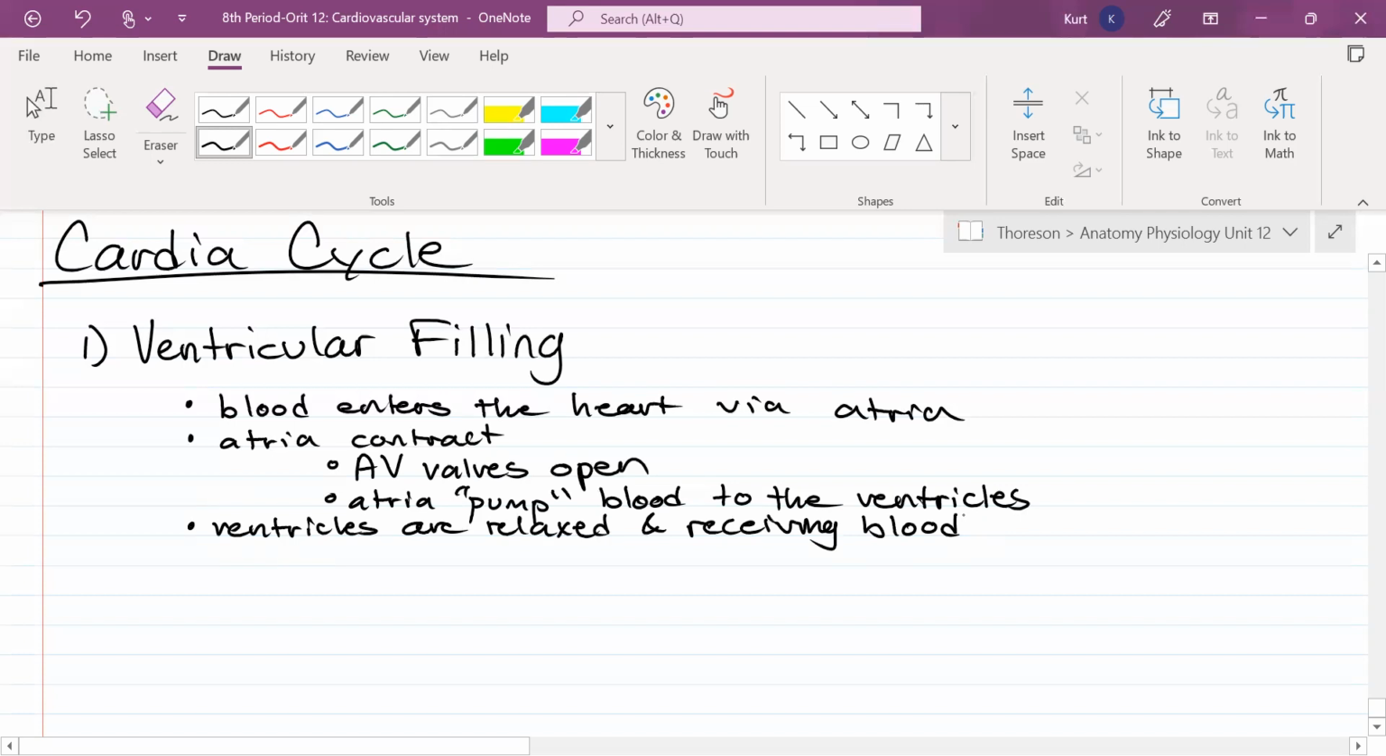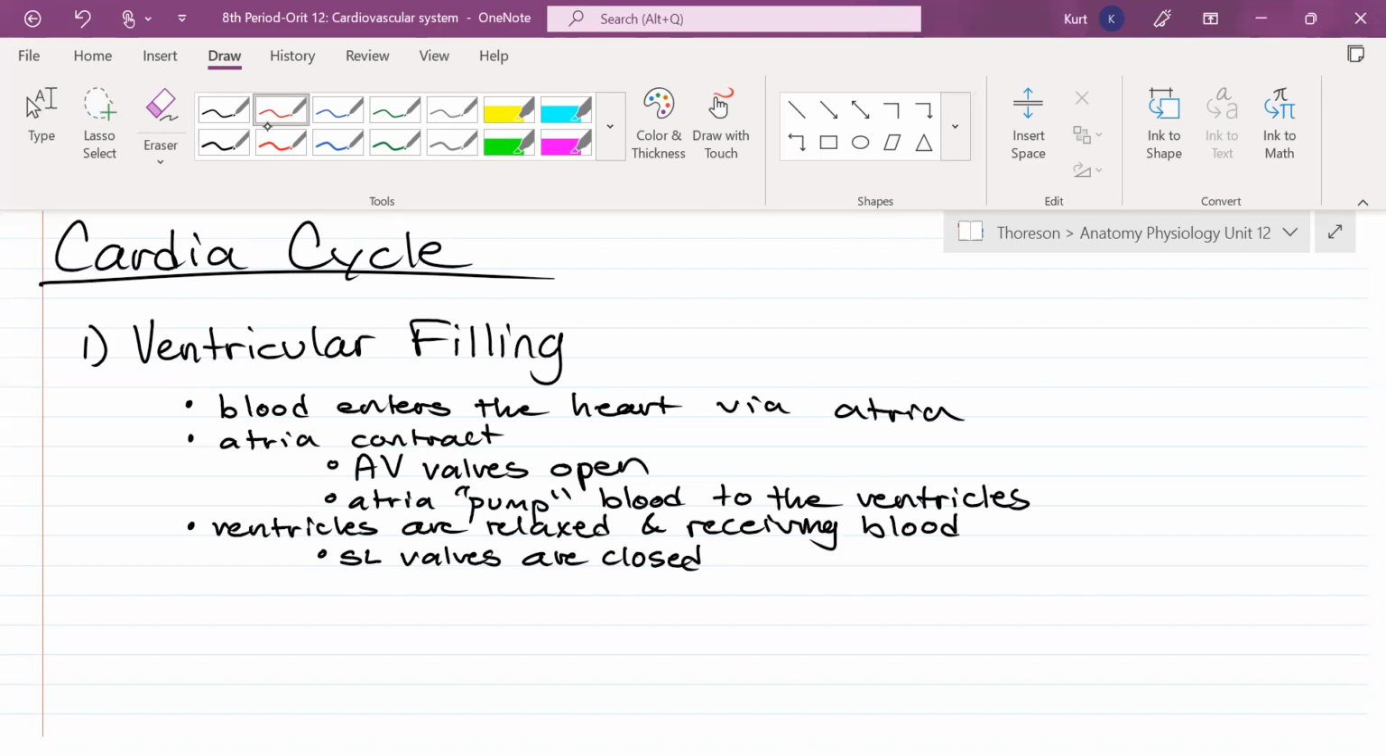Because the ventricles are relaxed and filling with blood, what valves must be closed in order for those ventricles to fill up with blood? The semilunar valves must be closed. What are the 2 semilunar valves? Aortic and pulmonary. Good. That's about it.